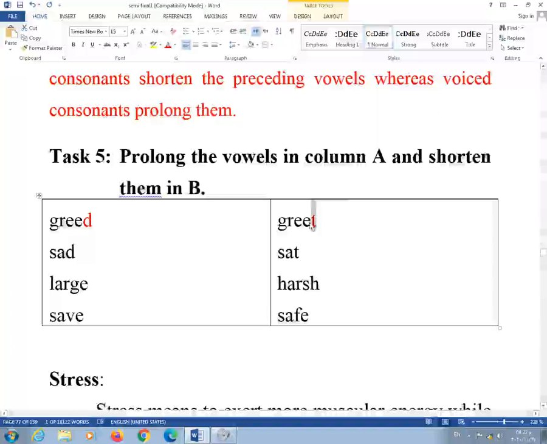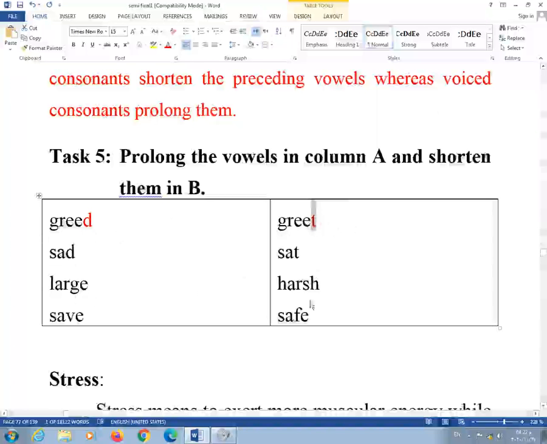What happens to the vowel before it? It gets shorter. It becomes short. Okay. Let's read across. Great, great. Look at the E here. The E vowel becomes shorter here. Great, great. Sad, sad.